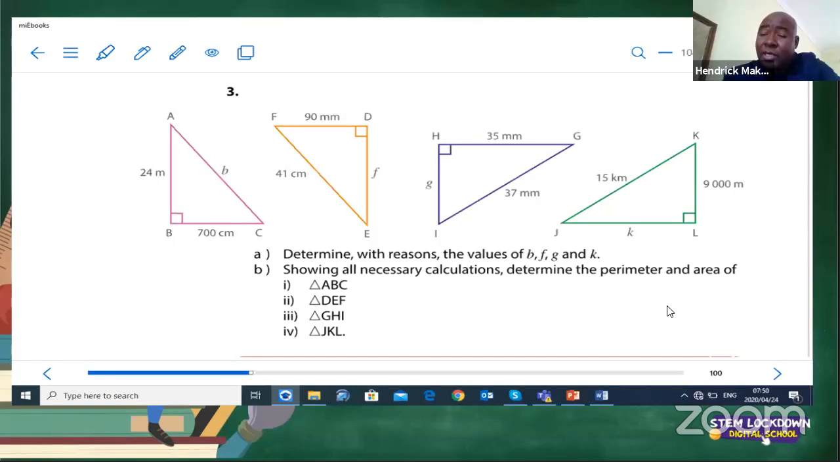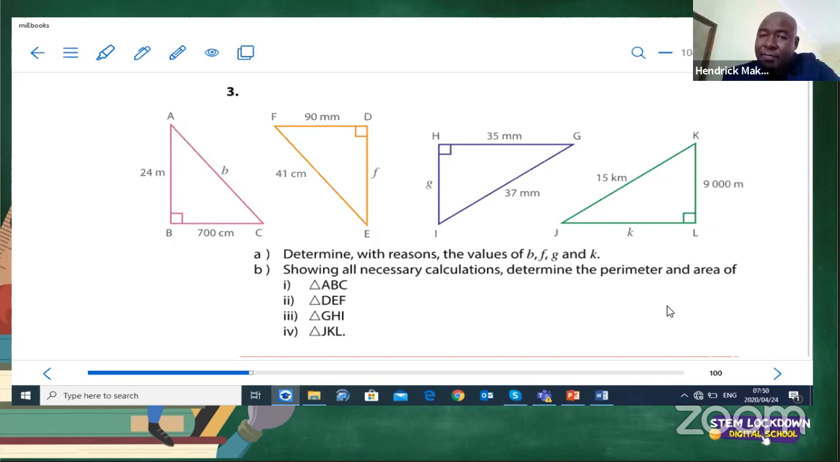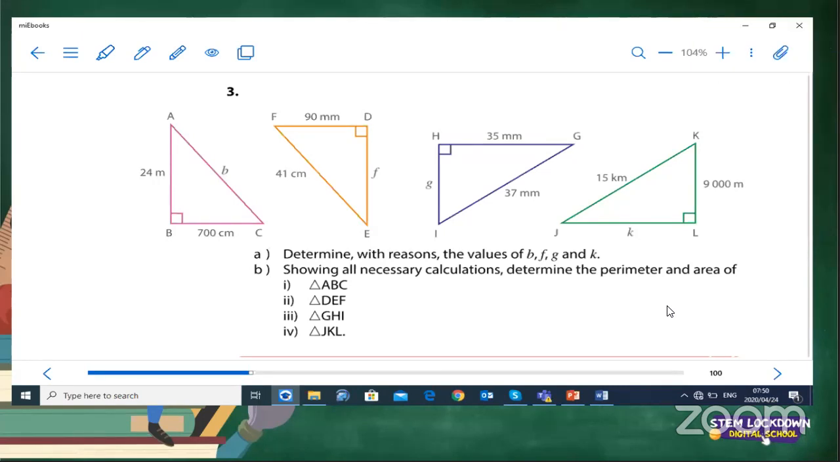Okay, you said 225 minus 144. And how much? 225 minus 81. Okay, 225 minus 81. How much do you get? Yes, you get 12.